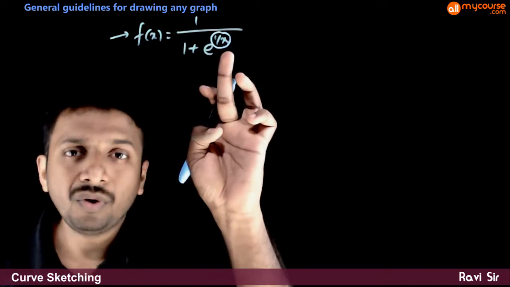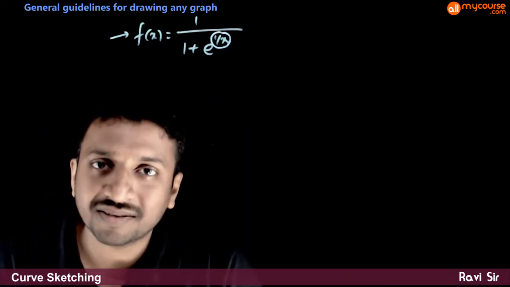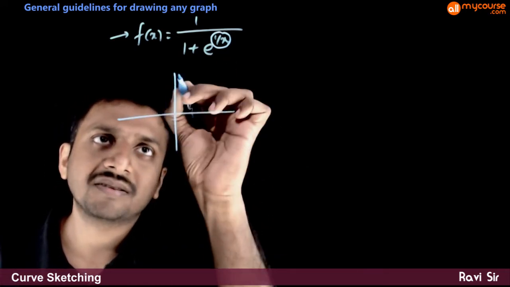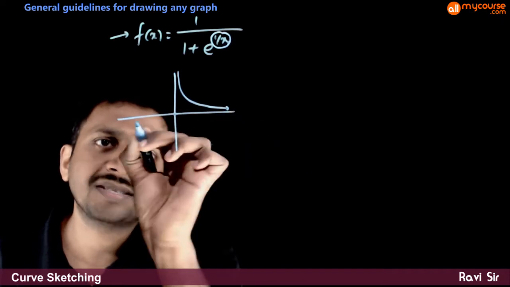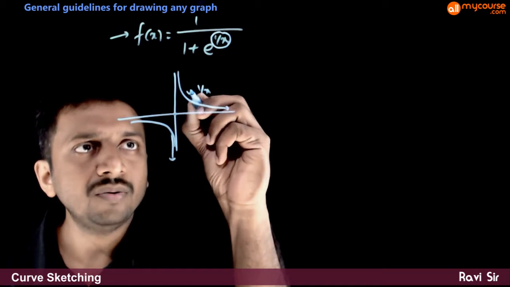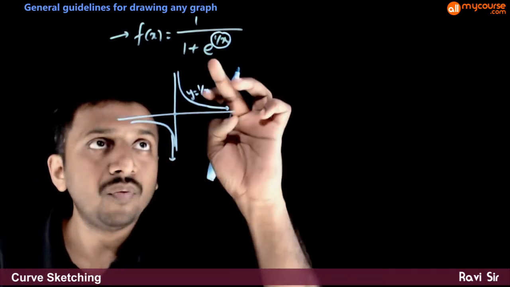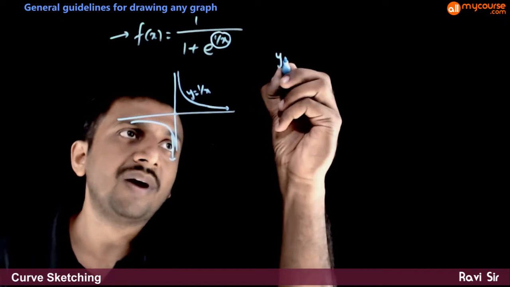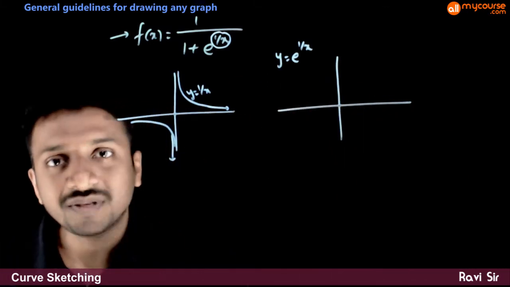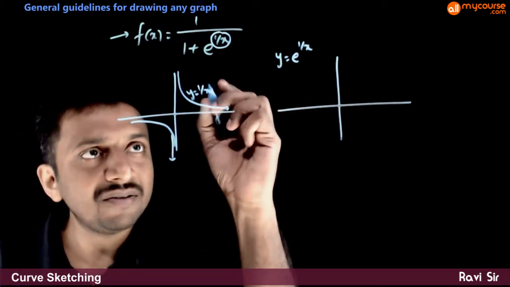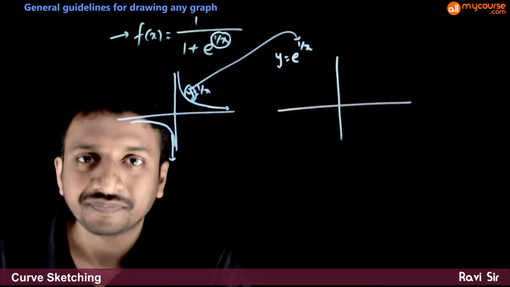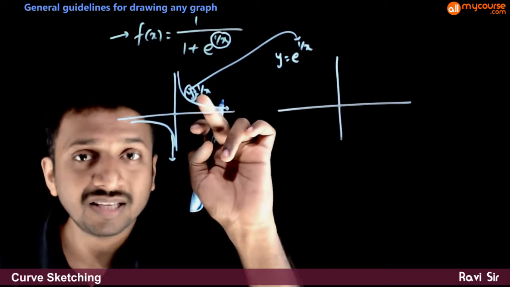First, you know the graph of y is equal to 1 by x. It looks like this, right? This is the graph of y equal to 1 by x. Now if you want to draw the graph of y is equal to e power 1 by x, this is a composite function. So you are raising the values of y to e, so e power this 1 by x.